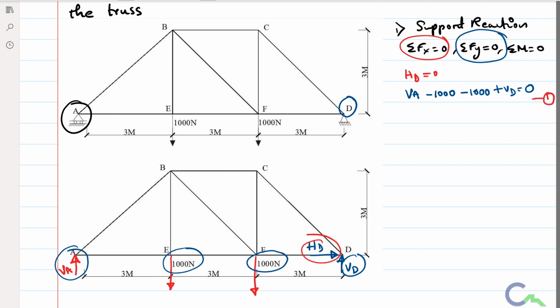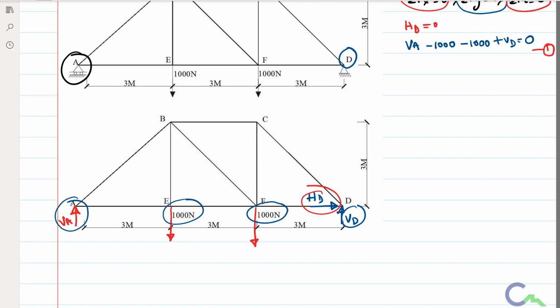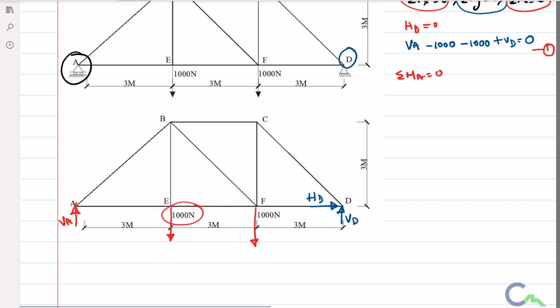Now I am going to apply the third equilibrium condition, that is summation of moment about any point is equal to 0. So I am going to take moment about A. If I apply this 1000 Newton about A, it is going to rotate that point A in clockwise direction. Therefore plus 1000 into distance, which is 3 meter. So clockwise moment 1000 into 3 meter, that is the distance.